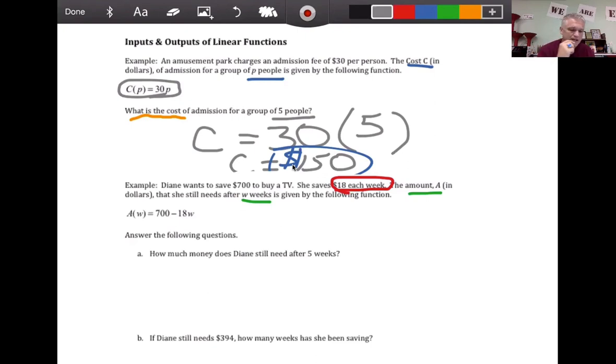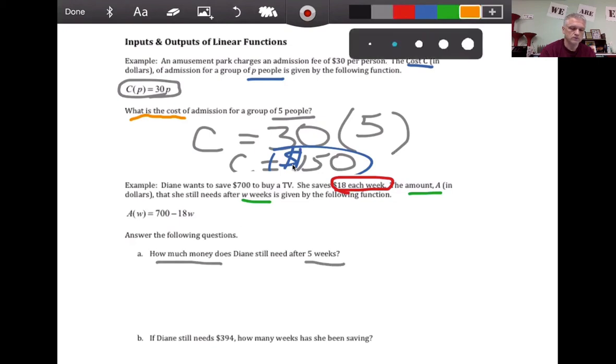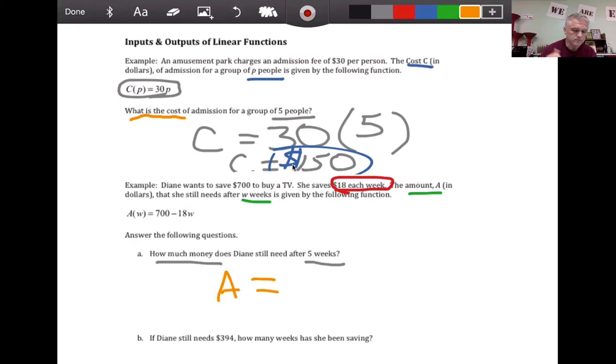All right, so with that aside, how much money? 5 weeks. Okay. You've got A, you've got W. Which one do you know? Well, they gave me 5 weeks, so that means my W is 5. I'm going to substitute 5 for W. So instead of 18W, it's going to be 18 times 5. I don't know the A. So A of W, I don't know. Well, you could write it as A of 5. I just don't want you to think that's A times 5.